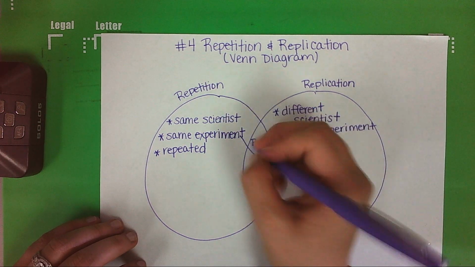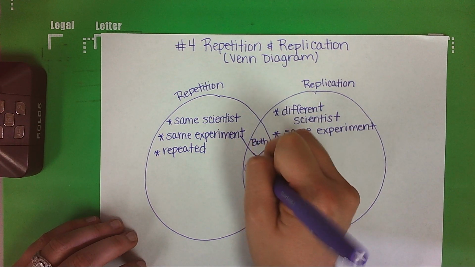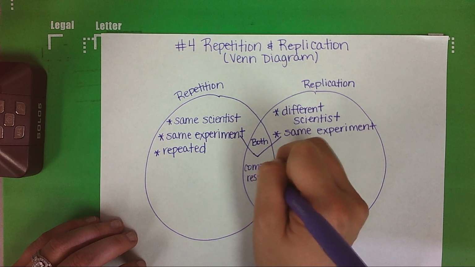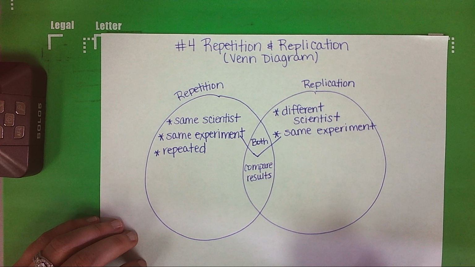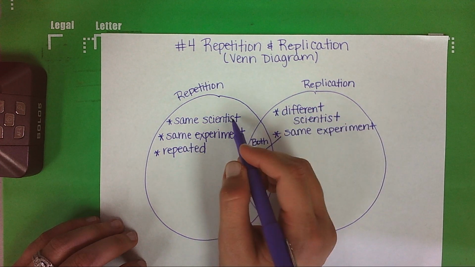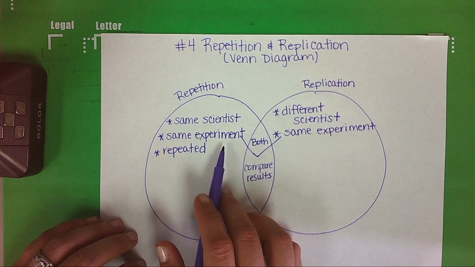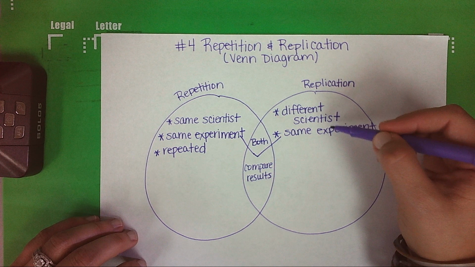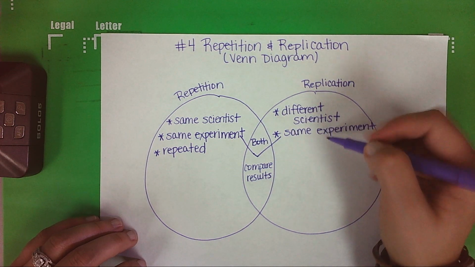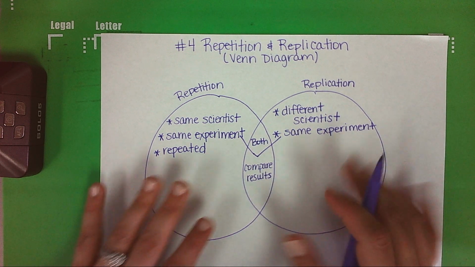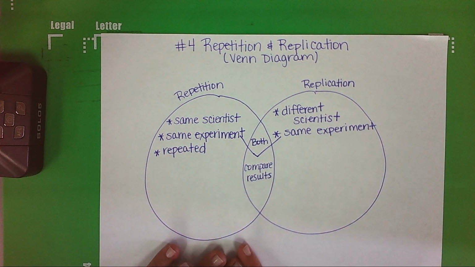Okay, they both compare results to see if there are any major differences. So this would be the same scientist doing the same experiment repeatedly. This would be a different scientist doing the same experiment. Then they would come together and compare their results. That is the biggest difference between the two.